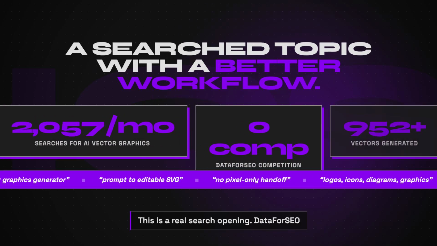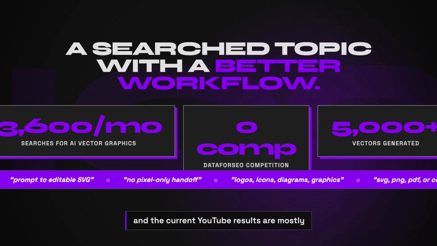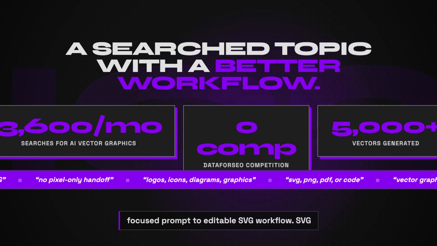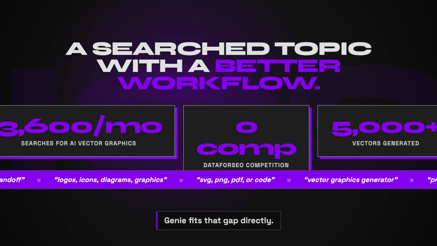This is a real search opening. Data for SEO shows AI vector graphics has meaningful demand, and the current YouTube results are mostly broad AI art comparisons rather than a focused prompt to editable SVG workflow. SVG Genie fits that gap directly.